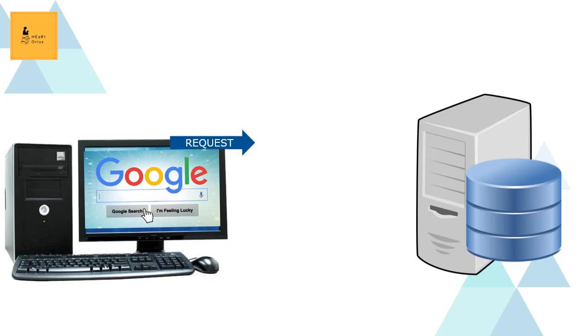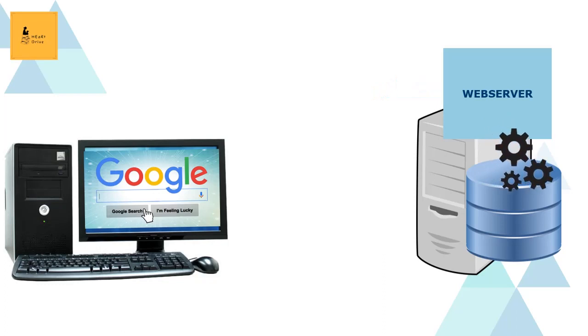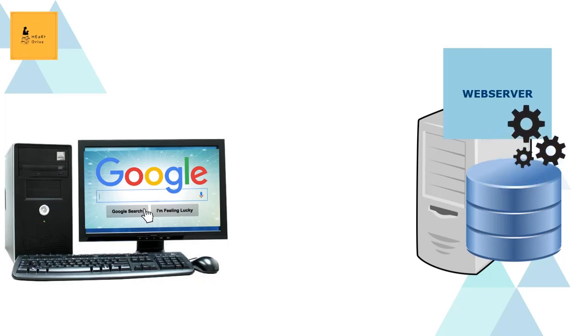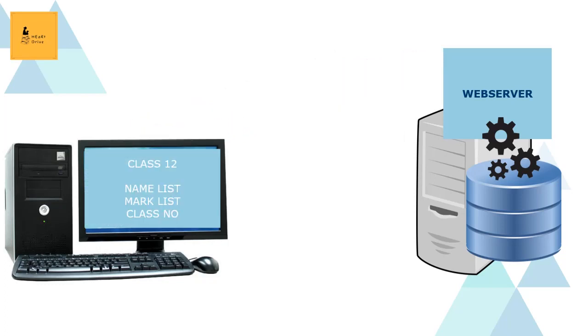When you click the search button, what you have typed in the browser will be sent as a request to the server machine. In the server end, the web server receives your request, interprets the PHP code and understands that you need class 12 data from your school website. Now, web server generates a response for your class 12 data request and sends it back to you. In the client machine, the details of class 12 will be received. This is how PHP script works.